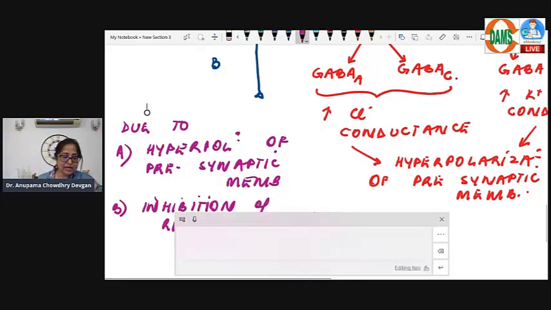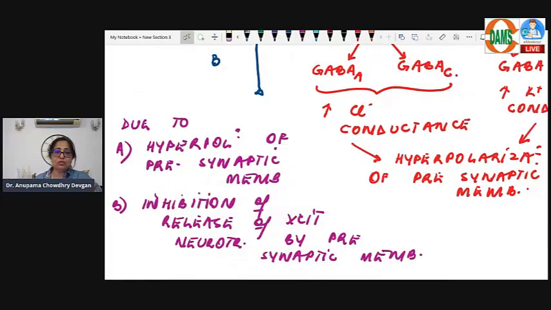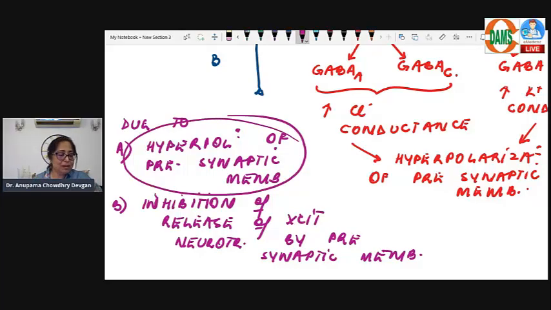Now, I've asked you this question, this was an Ames question: is it due to hyperpolarization of the presynaptic membrane or inhibition of release of excitatory neurotransmitter? Answer is hyperpolarization. Please remember, hyperpolarization of the presynaptic membrane does not lead to an inhibition of release of excitatory neurotransmitter, it leads to a decrease in the release of excitatory neurotransmitter. There can never be a complete inhibition. It can only be a decrease in the release of the excitatory neurotransmitter. So my better answer is A.